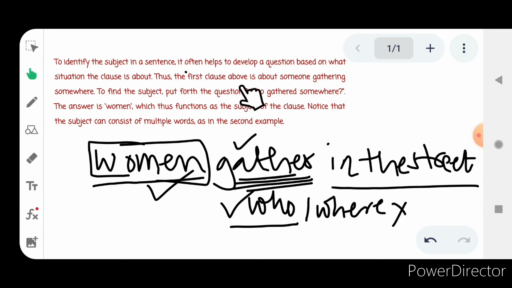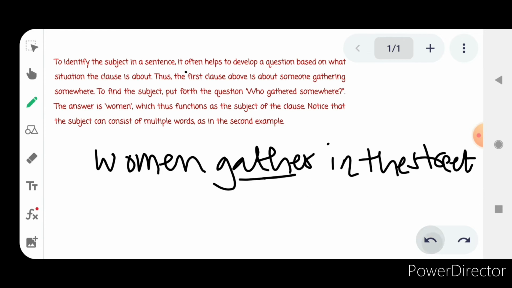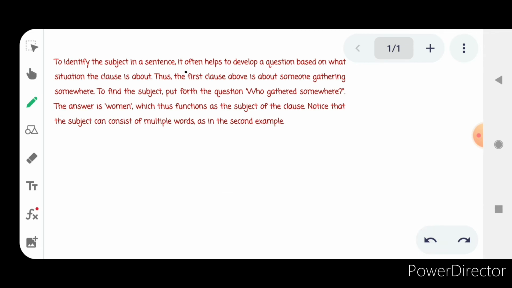The first clause above is about someone gathering somewhere. To find out the subject, put forth the question, who gathered somewhere. When we ask who gathered, we'll get the answer women. Women gathered, and this is the subject of the sentence. In the last sentence, what was the last sentence? Water has higher density.